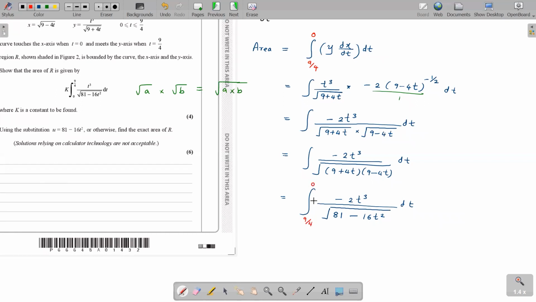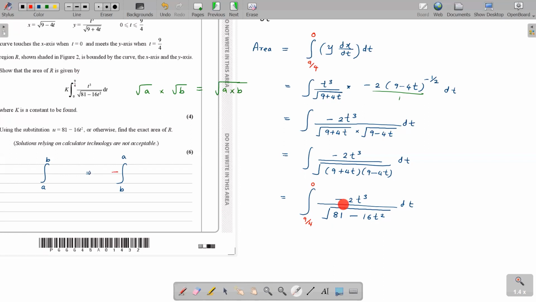Then do you remember now the limits, from where to where? 0 or 9 over 4, basically the other side. Do you remember the rule for changing the limits in the integral sign? If you have a to b and you want to change the integral from b to a, what do you need to do here? If you change it from b to a, it generates a minus sign.